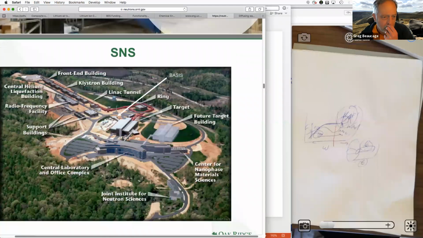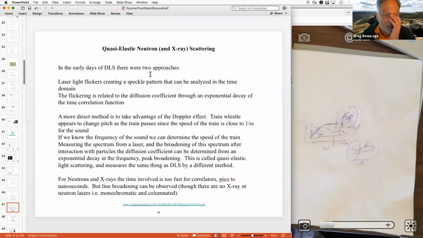Anyway, so what is it? In the early days, when this idea of quasi-elastic measurements came up for light, there were two camps. And the first camp, the one that really won out, was just using the Doppler effect. So the light comes in.